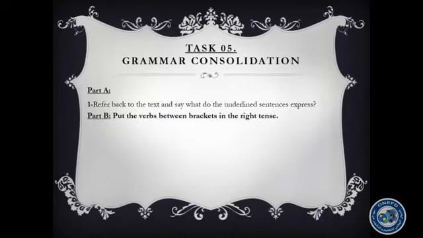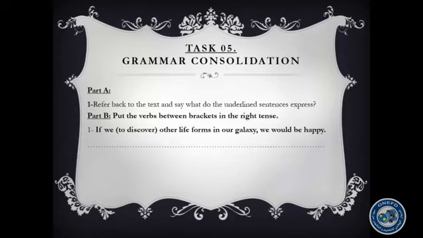Put the verbs between brackets in the right tense. So you have sentence number 1. If we (to discover) other life forms in our galaxy, we would be happy. So where is the verb? Yes, it is "to discover." You have to put it into the right tense. You pay careful attention to the sentence. What type of sentence is it?